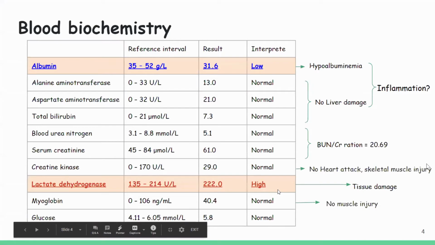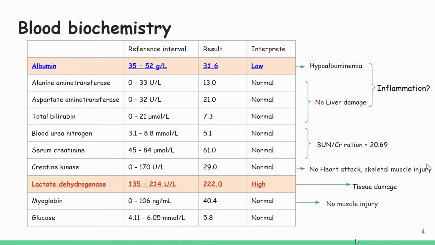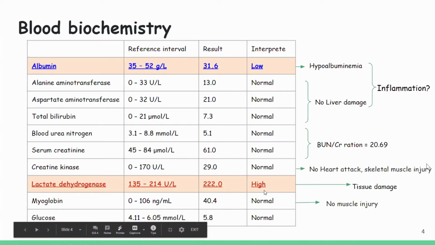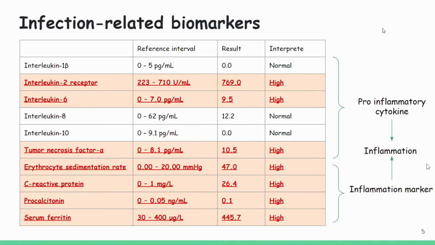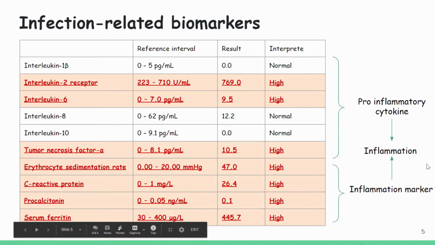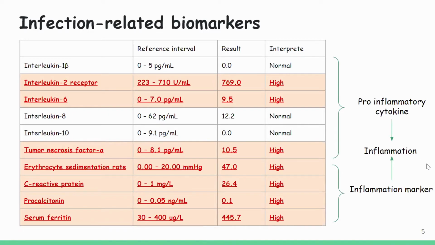Next slide, please. For the blood chemistry test, there is a low level of albumin and a high level of lactate dehydrogenase, which indicates tissue damage. Next slide, please. For the infection-related biomarkers, three pro-inflammatory cytokines are increased: interleukin-2 receptor, interleukin-6, and tumor necrosis factor alpha. All the inflammatory cytokines are increased.